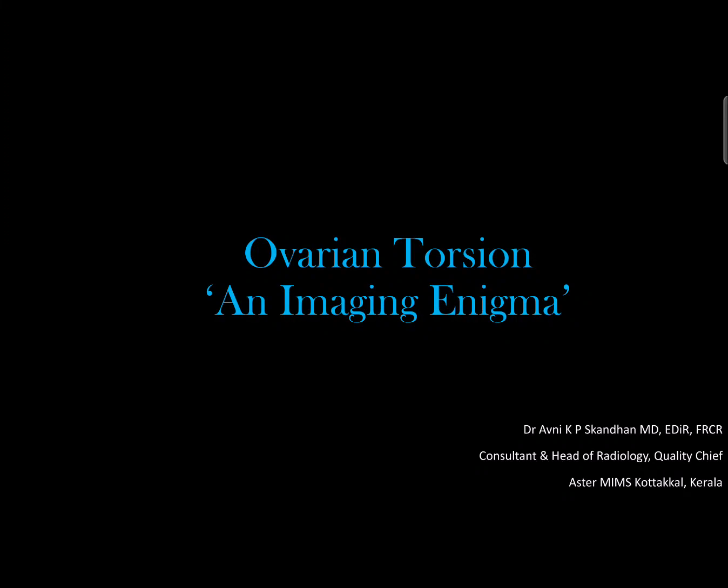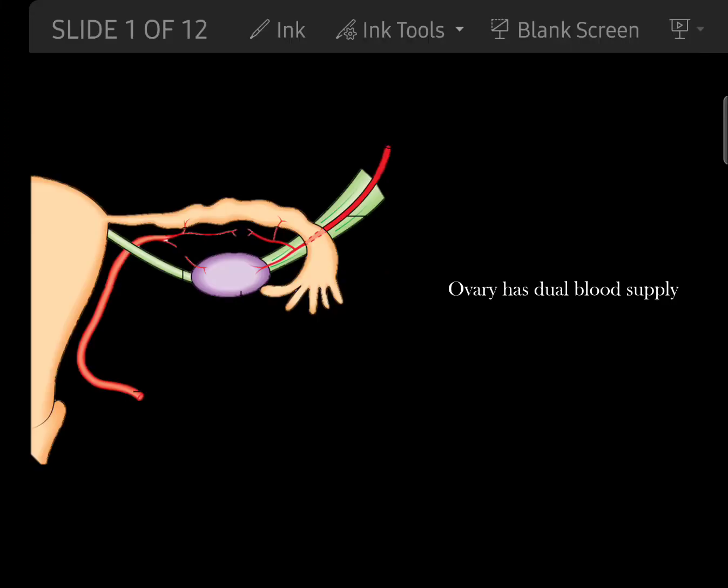Today, we'll be talking about ovarian torsion, which is considered an imaging enigma. The ovary has a dual blood supply. It is supplied by the uterine arteries and the ovarian artery.